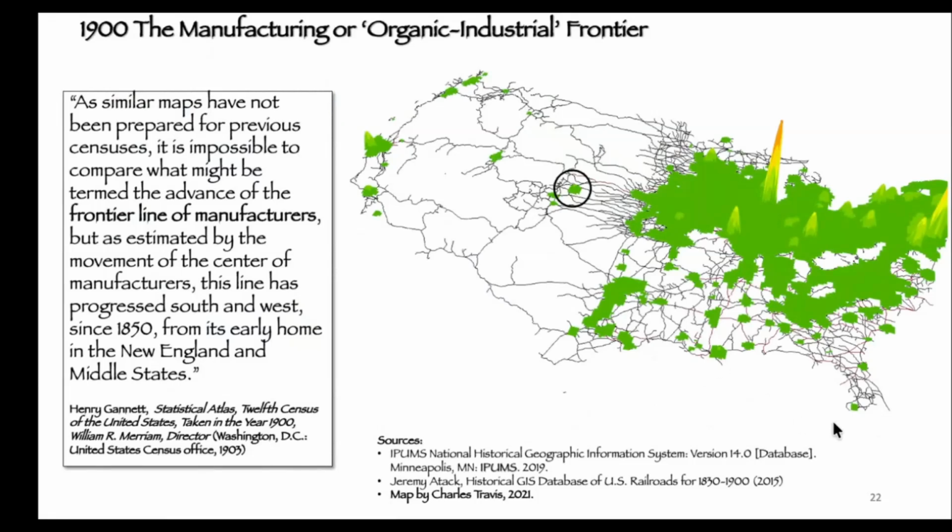So my current project now is going back and trying to find proxy data to map the presence of this manufacturing or organic industrial frontier prior to 1900 by looking at proxy data not only in previous censuses but also in other types of archival resources.